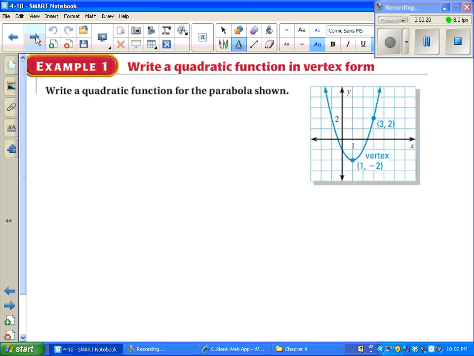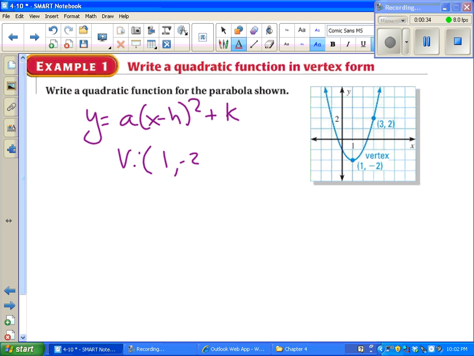So we want to come up with the quadratic function for the parabola shown. I see a vertex. That makes me think vertex form, which is probably the easiest way to come up with an equation for this guy. We know h and k, so I can start by just plugging those numbers into my equation. What I don't know is a.